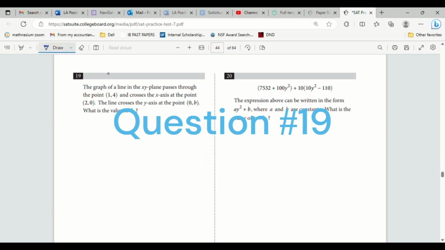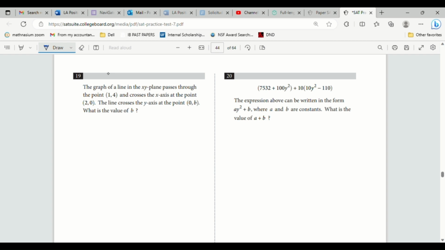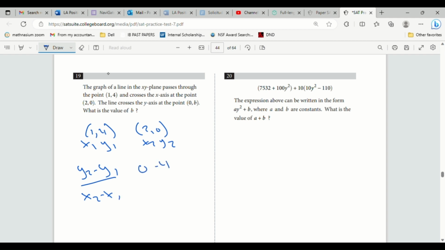Number 19, the graph of a line in the xy plane passes through the point 1, 4 and crosses the x-axis at the point 2, 0. The line crosses the y-axis at the point 0, b. What is the value of b? So we can find our slope by writing out our 2 points, labeling them x1, y1, x2, y2. Now they're labeled. Slope formula is y2 minus y1 over x2 minus x1. So y2 minus y1 is 0 minus 4 divided by 2 minus 1. So this is negative 4 divided by 1, or negative 4 slope.